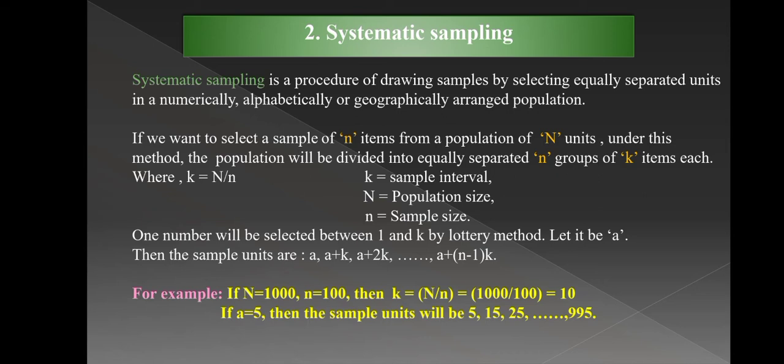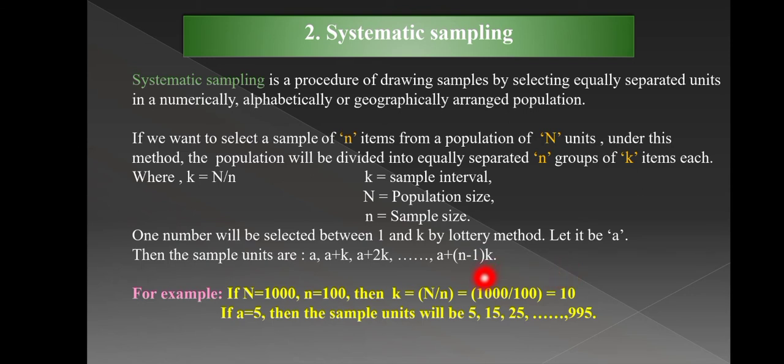Because we have a formula to find the difference here. That is, we have the formula k is equal to N divided by n, where capital N is the population size, small n is the sample size, and k is the sample interval. Suppose N is equal to 1000 and small n is equal to 100. Then if we find k, we will get k is equal to 1000 by 100 is equal to 10.